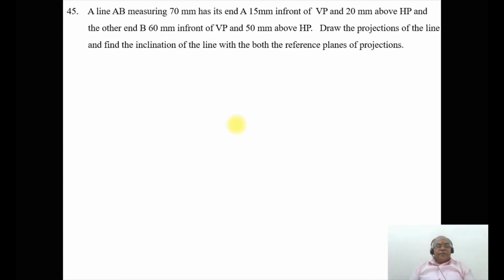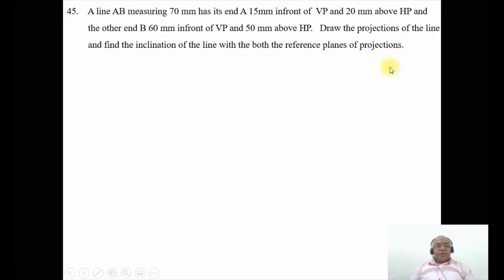Now, in this video, we're going to analyze one more problem on projections of lines. Problem number 45 reads: a line AB measuring 70 mm has its end A 15 mm in front of VP and 20 mm above HP, and the other end B 60 mm in front of VP and 50 mm above HP. Draw the projections of the line and find the inclination of the line with both the reference planes of projections.